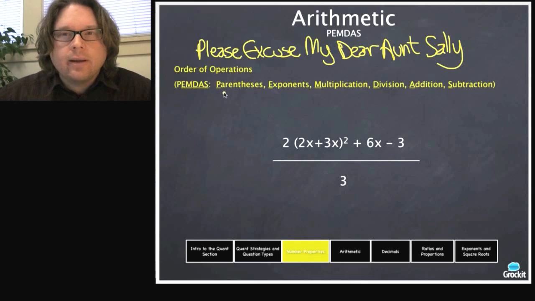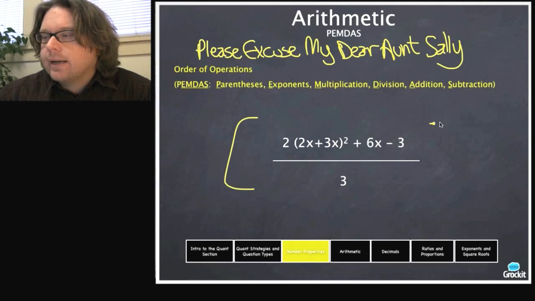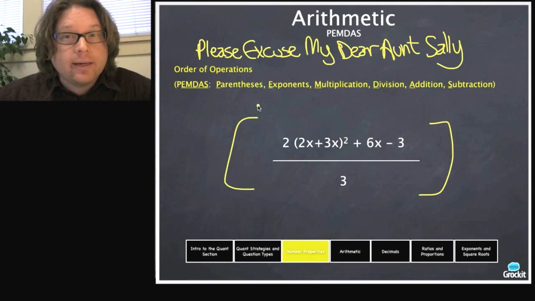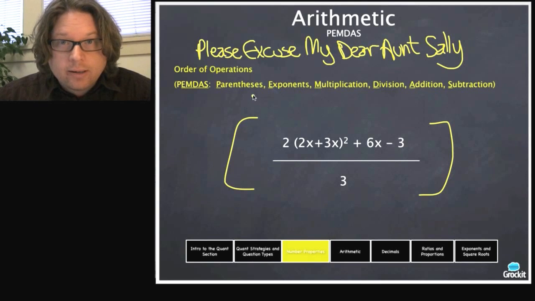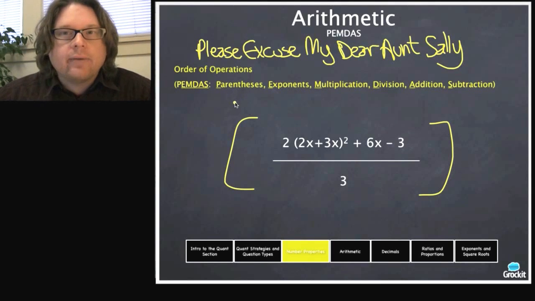This represents the order that you should do things. If you don't do operations, a complex thing like this guy here, in this order, you will get a different number, and that number will be wrong. So the GRE is expecting you to have this internalized, memorized.